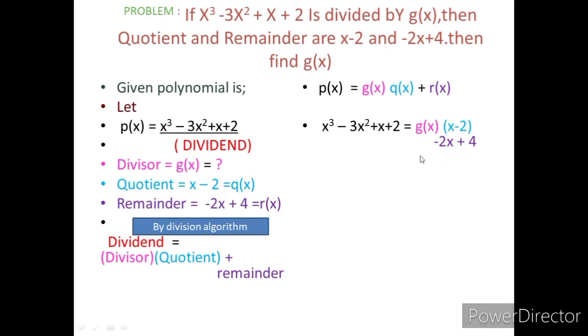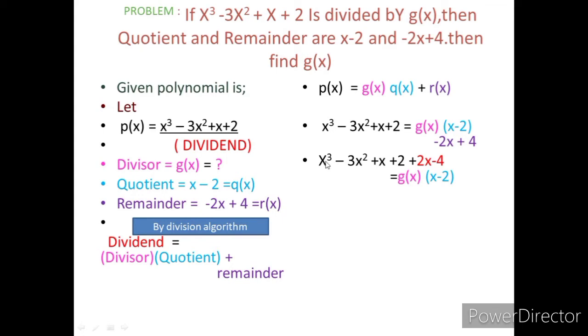Then what happens? You see here, I simply show it with the red color. This purple color has changed to red color. This minus 2x becomes plus 2x. This plus 4 becomes minus 4. Then the RHS is nothing but g of x into x minus 2. Thereafter, you have to calculate the LHS value.